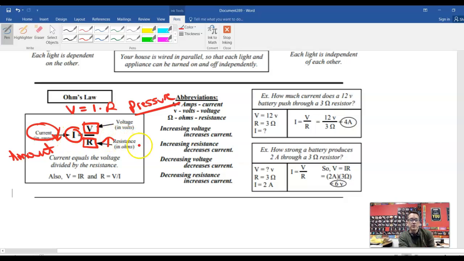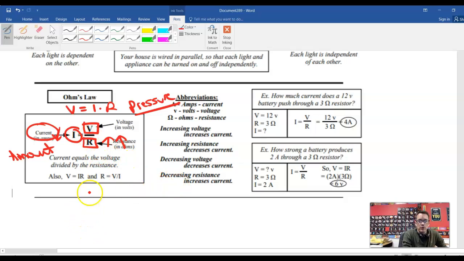Conversely, the opposite of this, resistance, would be like squeezing the hose, or having a skinnier hose, or having a longer hose. All of those things would increase the resistance. It will make it harder for that water to flow. So anything we can do to increase the resistance is going to have a negative effect on the amount of current.